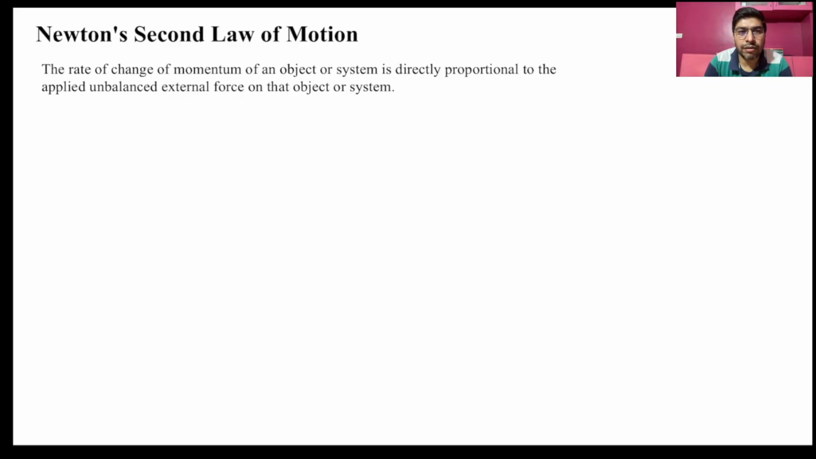The statement of Newton's second law is what? Rate of change of momentum of an object or system is directly proportional to applied unbalanced external force on the object or system. Here object we also understood, system we understood, external force, unbalanced force, everything we already learned. So directly here now we will derive the expression for force.